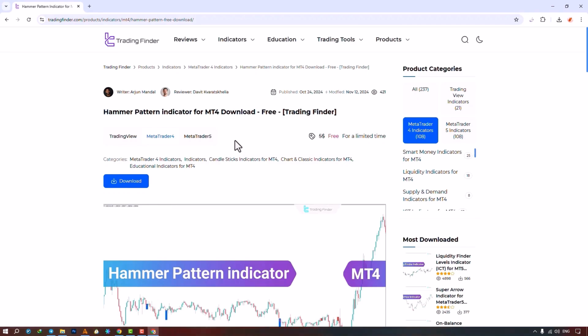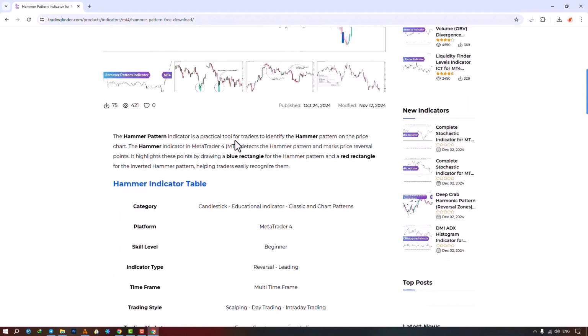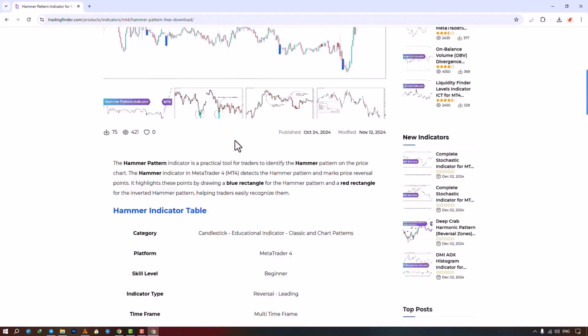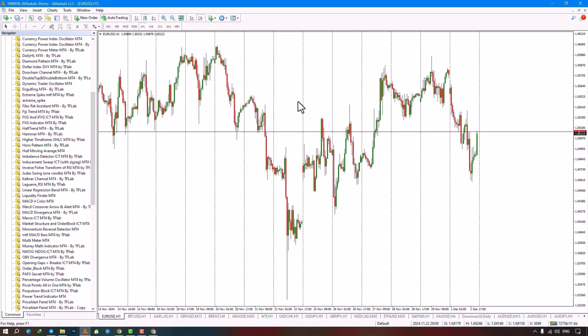From the navigator section, we select the indicator file and run it on the chart by dragging the file. Just make sure to enable the Allow DLL Imports option in the settings and then click the OK button.